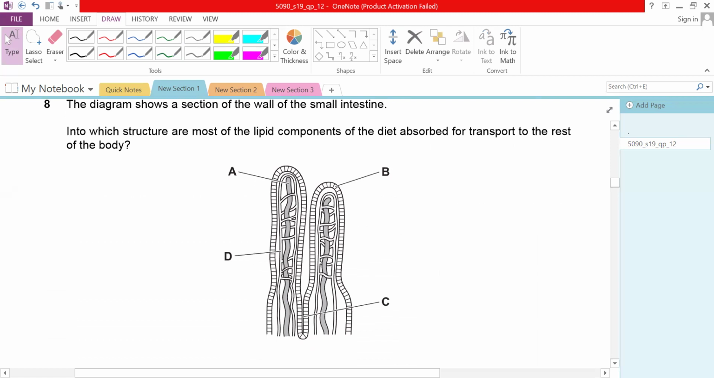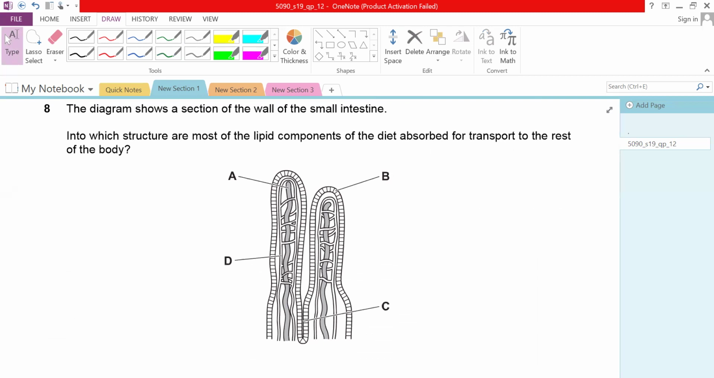Question number 8. The diagram shows a section of wall of small intestine. Into which structure are more lipid components of the fat of the diet absorbed for transport to the rest of the body? As we all know, in part A, which is the lymphatic vessel, the fats are absorbed.